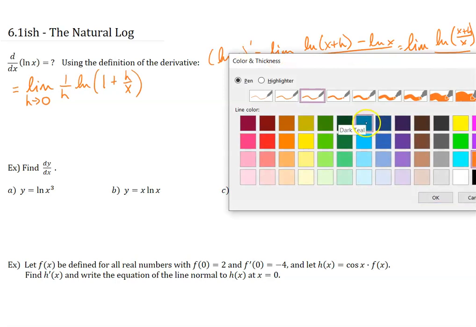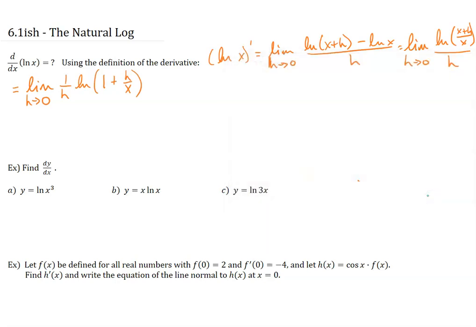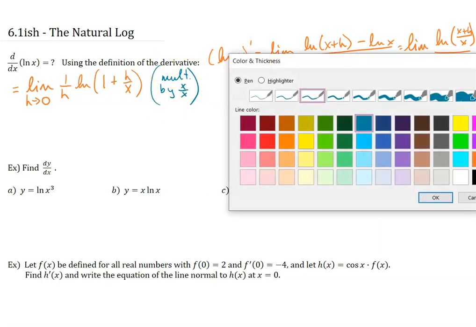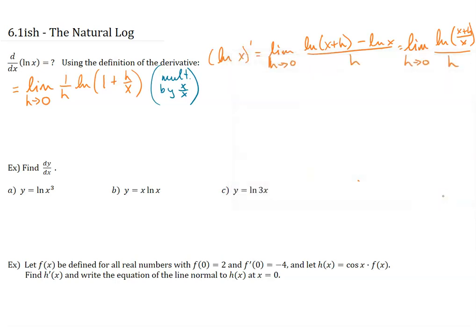Now, for my next step, I'm going to switch colors so I can write what I'm doing here. I'm going to multiply this whole expression by x over x, and if I multiply by x over x, I'm not changing the value, okay? But where I put the x's is going to help me evaluate this, okay?